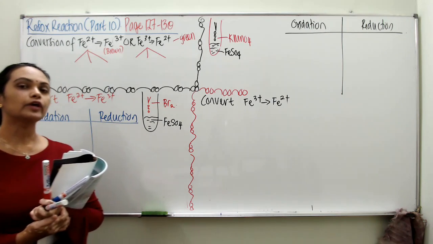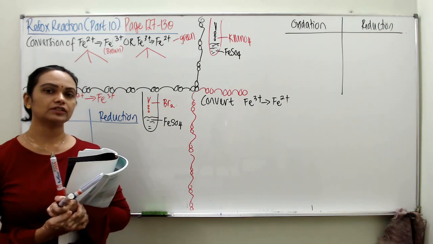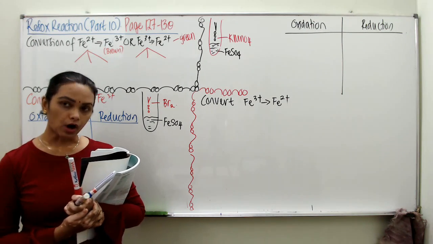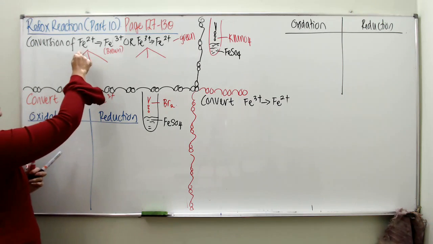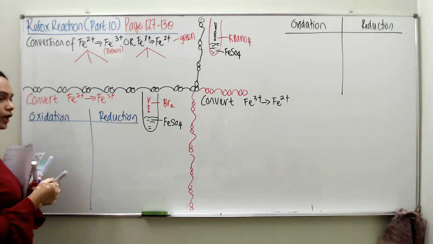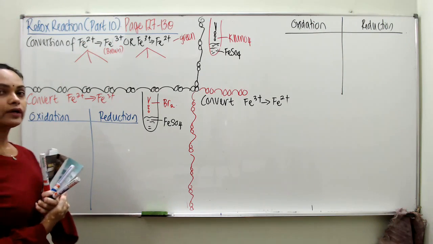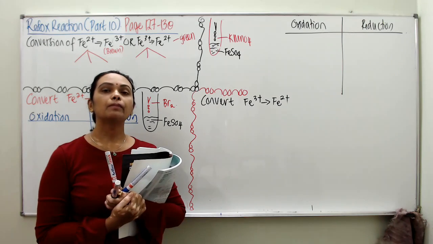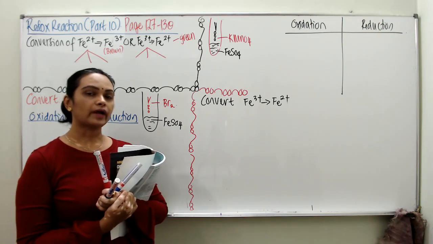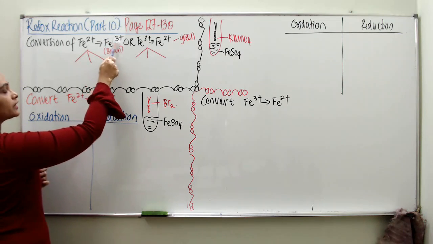Before that, we have to know a few agents, oxidizing agents or reducing agents, which are popularly used to do the conversion of iron 2 to iron 3 or iron 3 to iron 2. Remember that when iron 2 ion is going to iron 3 ion, it is going through oxidation. Why? You can see the increase of the oxidation number.